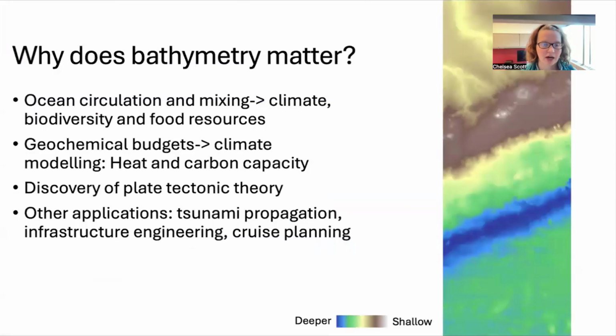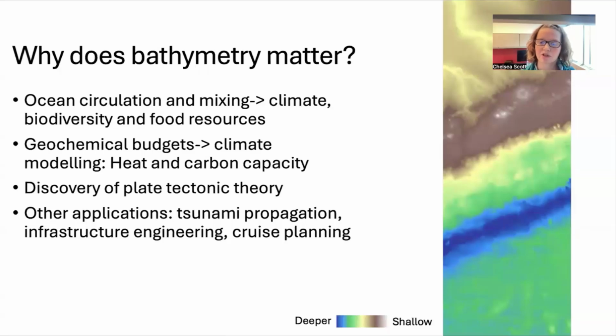So why does bathymetry matter? Bathymetry impacts ocean circulation and mixing, and this in turn impacts climate, biodiversity, and food resources. Bathymetry also impacts geochemical budgets that are used in climate modeling to understand the heat and carbon capacity of the oceans. Bathymetry was critical for the discovery of plate tectonic theory. And finally, bathymetry is used in a variety of other applications, including modeling tsunami propagation, infrastructure engineering, and planning cruises.